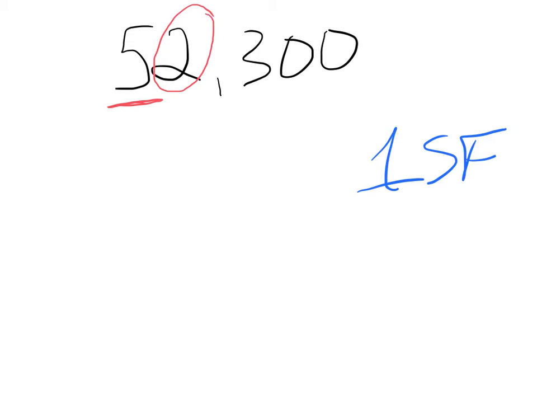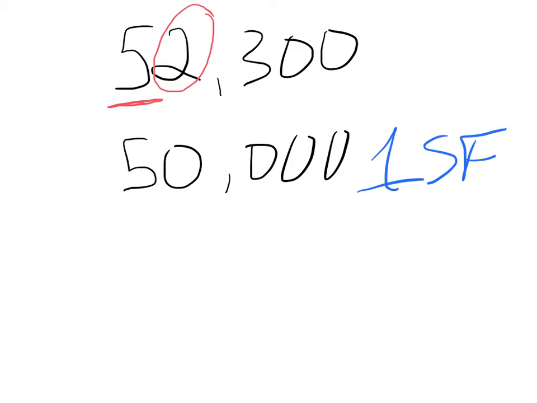Now, if the number that I circled is 5 or greater, then the 5 that I underlined will increase to 6. If it's less than 5, then the 5 stays the same. Since the 2 is less than a 5, I just drop everything else, and my answer is simply 50,000. Now remember, this is only one significant figure.